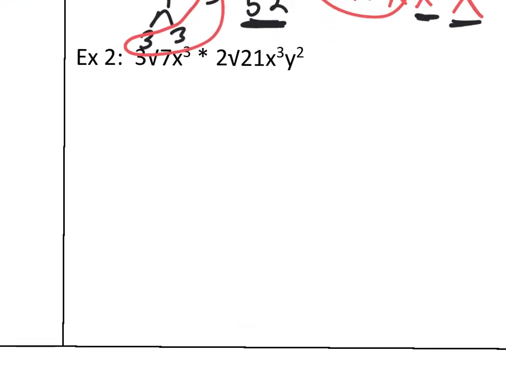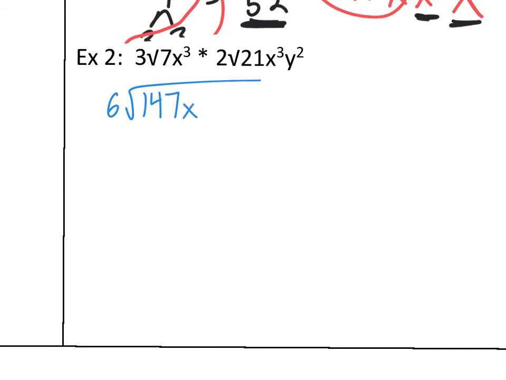Number 2. We will do this one together. And we'll try to do some on our own. Okay. 3 square roots of 7x cubed times 2 square roots of 21x cubed y squared. Are these like indexes? Yep, so can I multiply them? Sure can. We'll start with the coefficients. 3 times 2, 6. Square root, 7 times 21, 147.